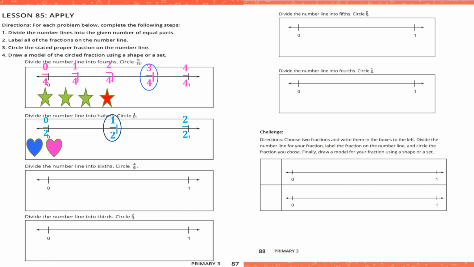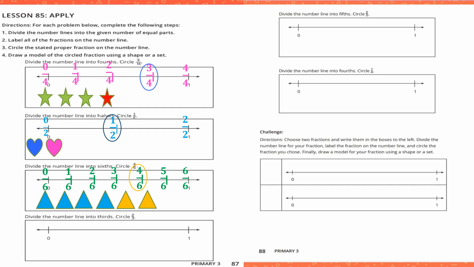The third example, divide the number line into 6. Circle 4 over 6. Okay, let's divide or split the number line into 6 equal parts by making how many dashes? 5 dashes. Let's label each dash by its fraction. Okay, finally circle 4 over 6.